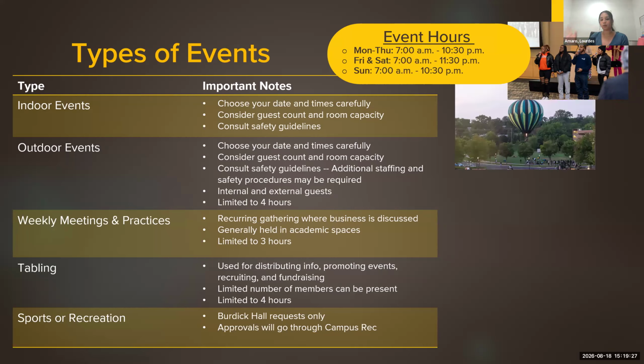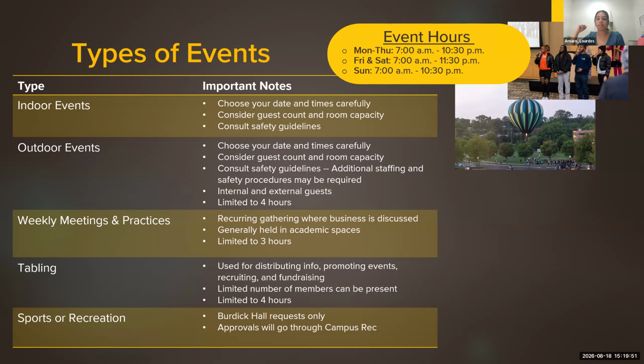Then we're thinking about outdoor events, so things that might happen out on some of the fields that we have, out on Towsontown Field or Tiger Plaza. You want to think about those dates really carefully, just because since those are a little bit more major and require a little bit more planning, you might want to think about what things go into those a little bit earlier. So we definitely want to look at those safety guidelines.